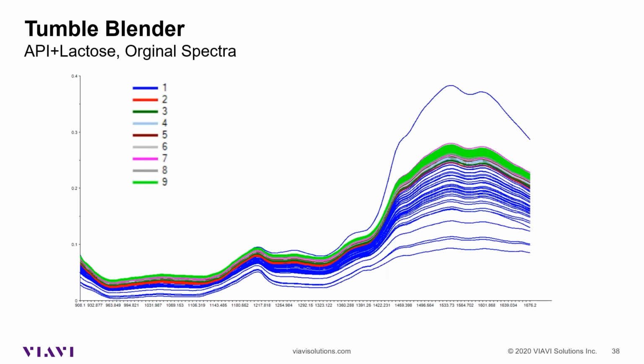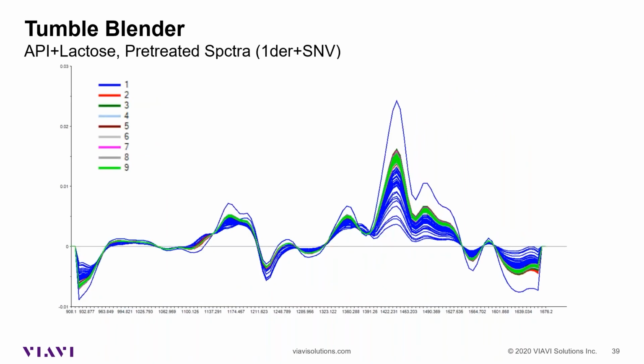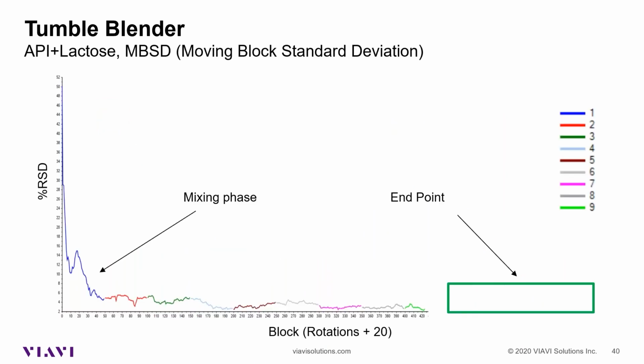This is an example that afterward Christina will show in more detail. It is a mixing. You have different colors that are basically showing you the temporal variation. It is API and lactose, original spectra pre-treated. You see that it is a pretty nice variation, and in this case it is not the moving block but the percentage area of the spectra, but it is very similar. You have the mixing phase and the end point.